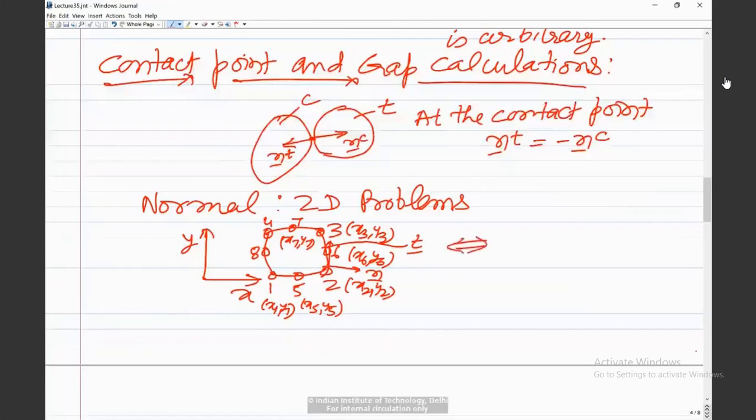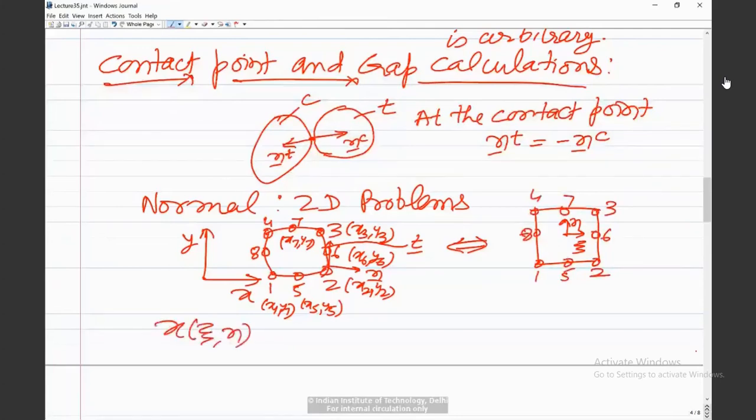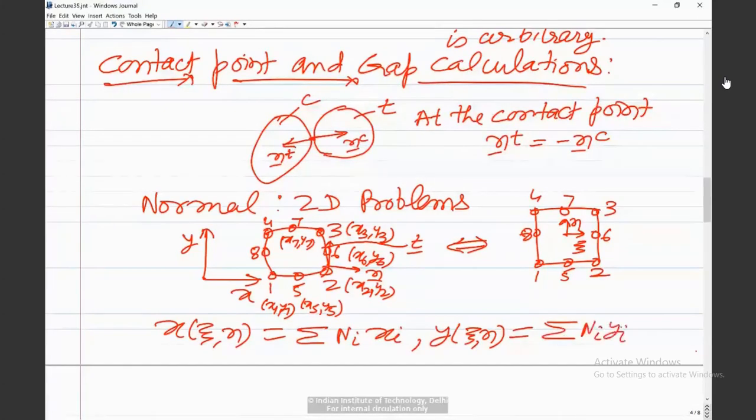This element, of course, as you know, is an isoparametric element, so it is mapped to a square in the natural coordinate space. We have xi and eta, and the nodes are the same: corner nodes and mid-side nodes 1, 2, 3, 4, 5, 6, 7 and 8. In this case you will know all the coordinates, so you will be able to write the x coordinate of any point as a function of xi and eta, in terms of shape functions: x equals summation Ni xi, and similarly the y coordinate would be summation Ni yi, with i going from 1 to 8. This is the interpolation.